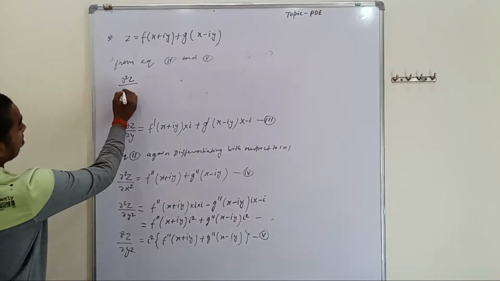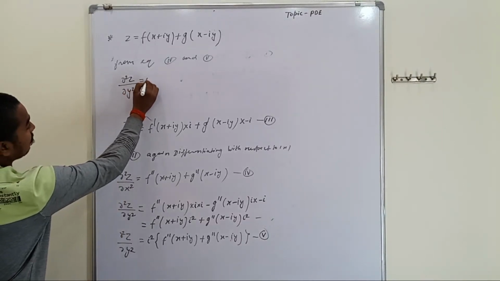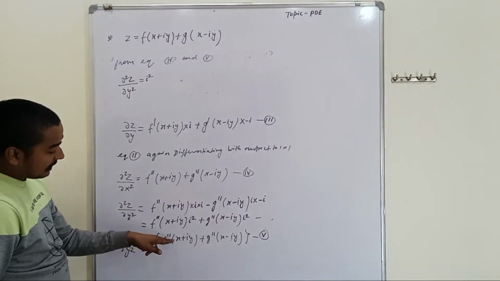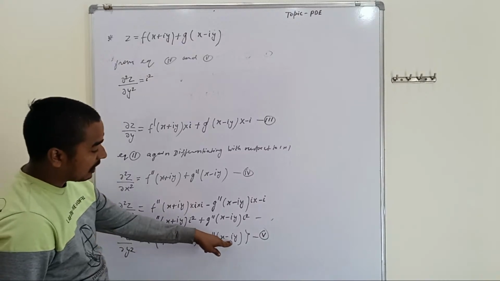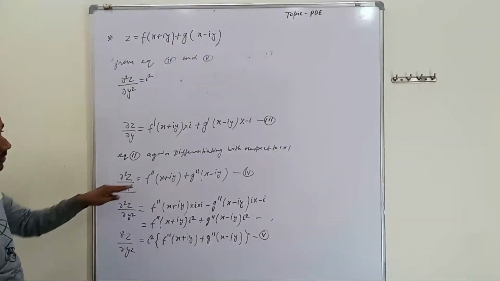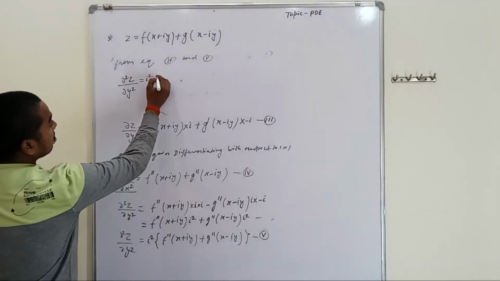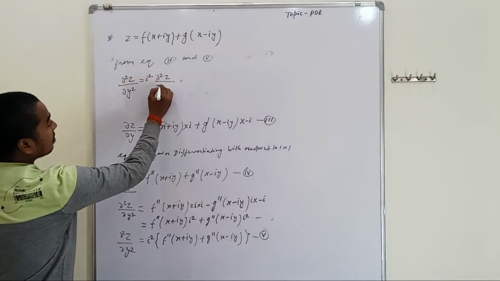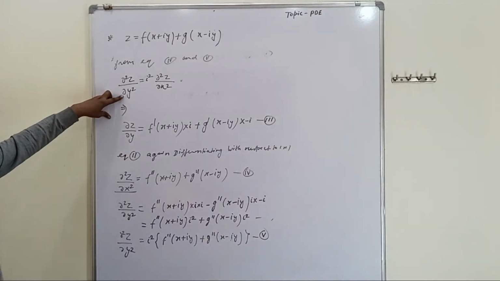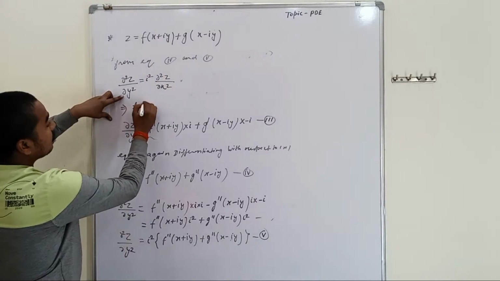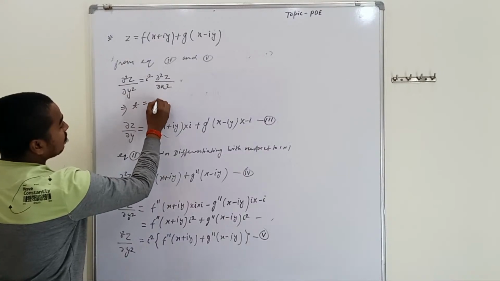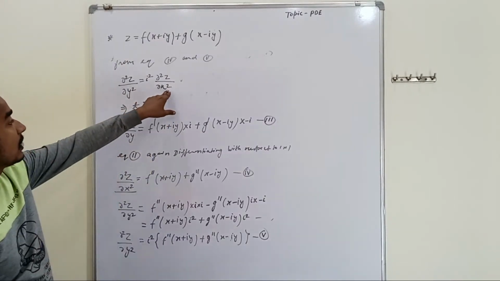del 2z upon del y square is equal to i square times f double dash of x plus iy plus g double dash of x minus iy. In place of this, we write del 2z upon del x square from equation 4. So del 2z upon del y square is written as t, the value of i square is minus 1, and del 2z upon del x square is written as r.